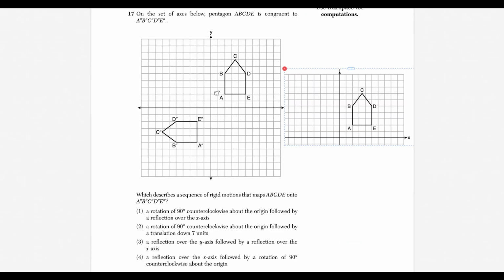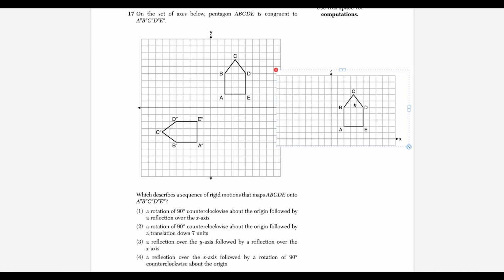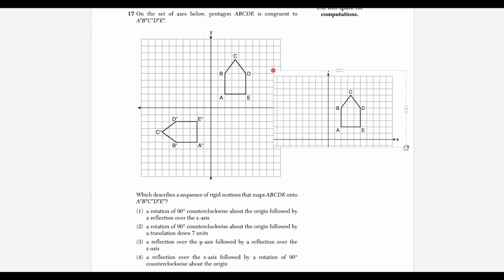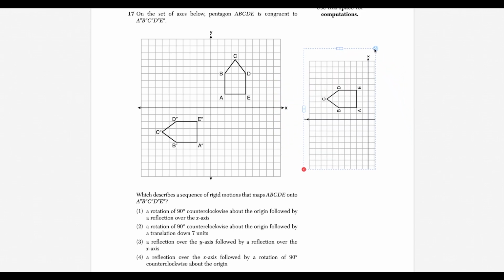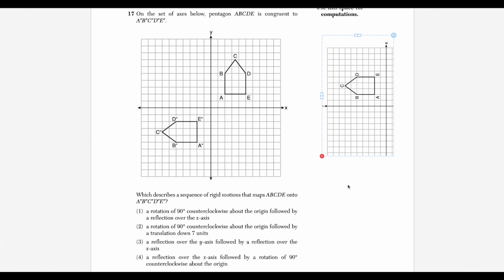For question 17, we have two congruent pentagons, and there's a way to map this pentagon to this one by a set or sequence of rigid motions. Now, I included the screenshot over here so that if you forget the formula for rotating 90 degrees, you can see how easy it is just by turning your paper 90 degrees. If I want to rotate this 90 degrees counterclockwise, I'm just going to rotate it this way. And that's going to tell us where one point maps to the other.